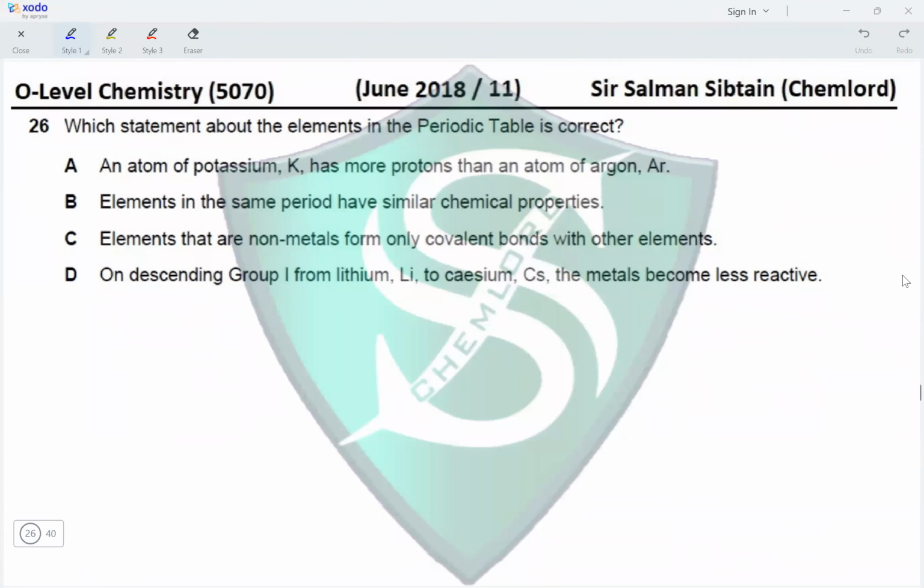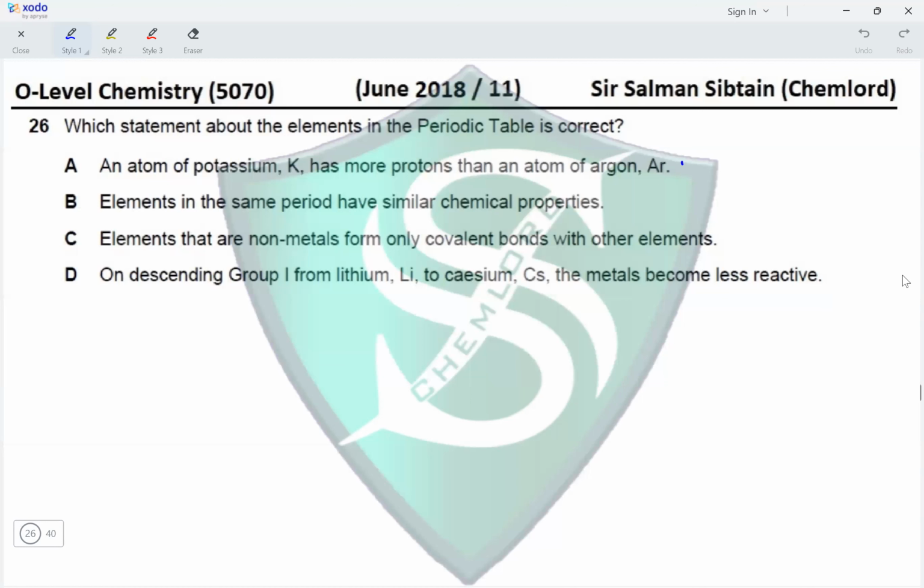Question 26. Which statement about the elements in the periodic table is correct? An atom of potassium has more protons than an atom of argon. Yes, argon is the noble gas that is present in period 3, and potassium is the group 1 metal present in period 4. So an atom of potassium has more protons than an atom of argon. Argon would have a proton number of 18 and potassium has a proton number of 19.